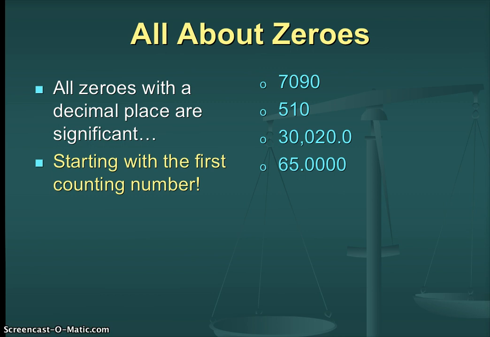6 sig figs again. There is a decimal place. All the zeros are significant. What about this one? If you said 4, again, check your rules. We have to start with the first counting number. Not this, not this, not this. We call those place-holding zeros.